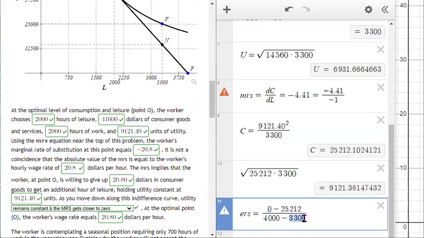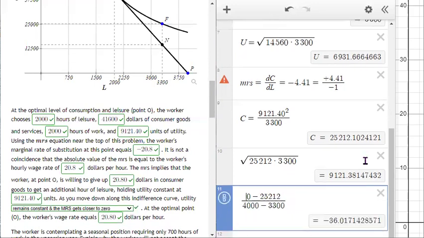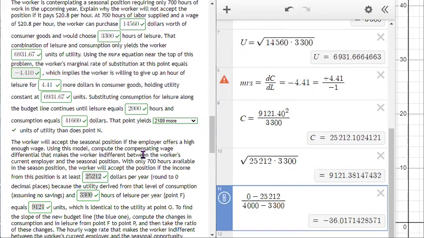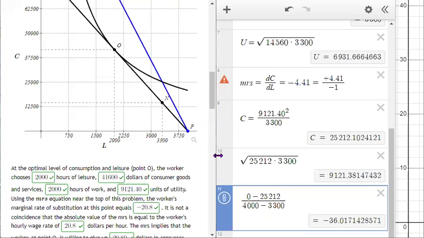At 3,300 hours of leisure, at the new wage that I want to compute, it would be 25,212. So let's find out what the economic rate of substitution is on this new budget line. And it looks like it's $36.02 per hour. The slope of this line is $36.02.